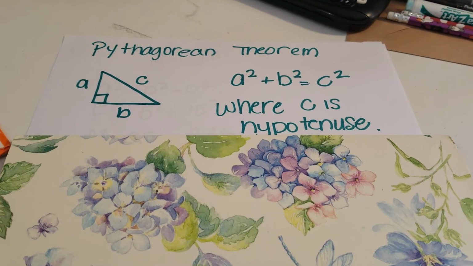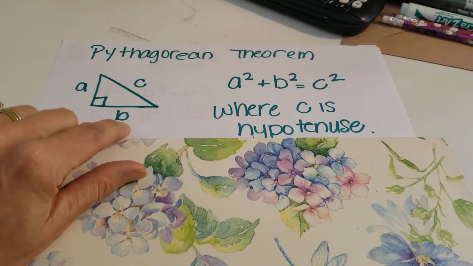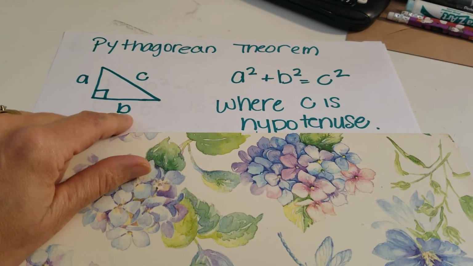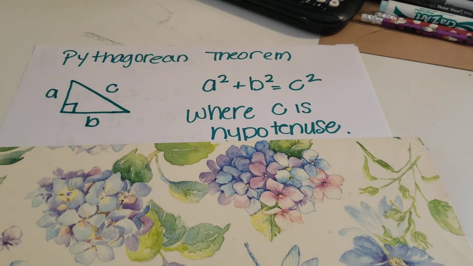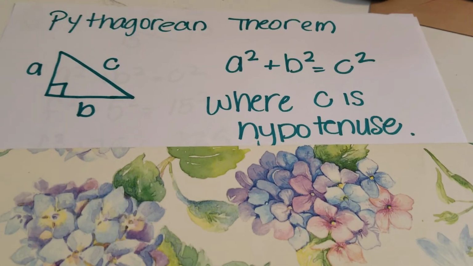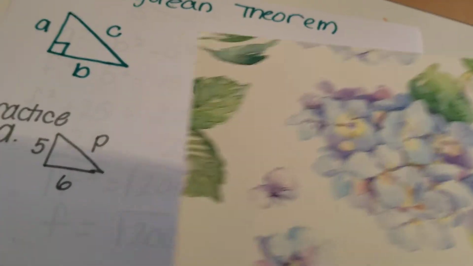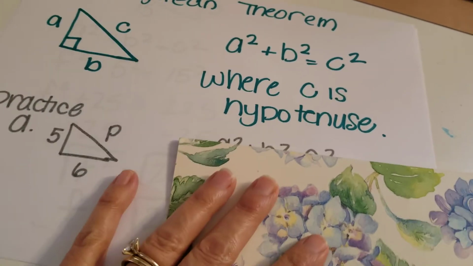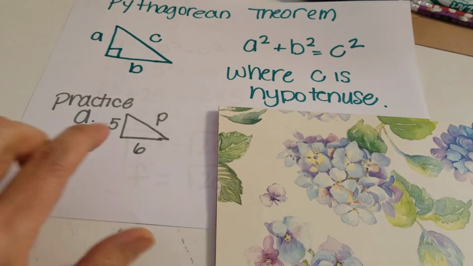So when we're doing this, we're going to take the square of this number plus the square of this number, and we're going to add those up. And that's going to equal the square of the hypotenuse, the C. Okay, and so those are the problems we're going to try to kind of tackle. Okay, so I'm going to adjust my little folder there. All right, so practice A gives us this.